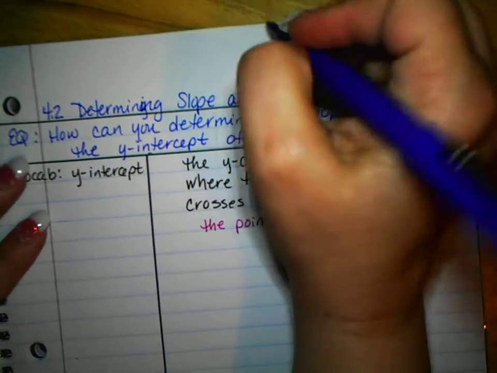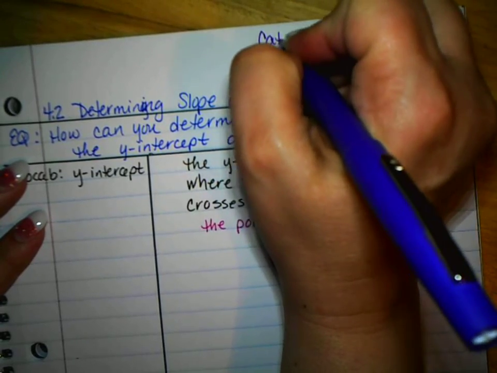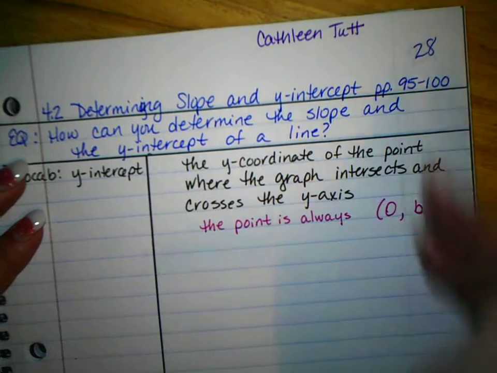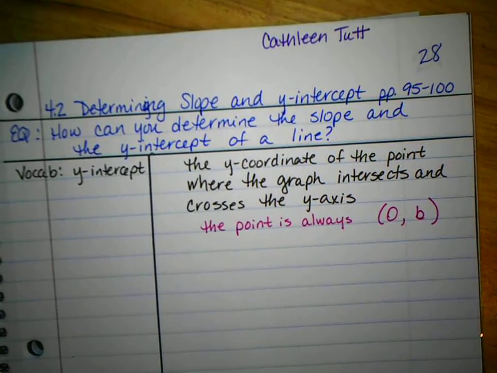Let's start with our name and date. As you can see, I've already prepped the beginning of our notes. We are doing lesson 4.2, determining slope and y-intercept, which is pages 95 to 100 in your book. Our essential question is, how can you determine the slope and the y-intercept of a line?